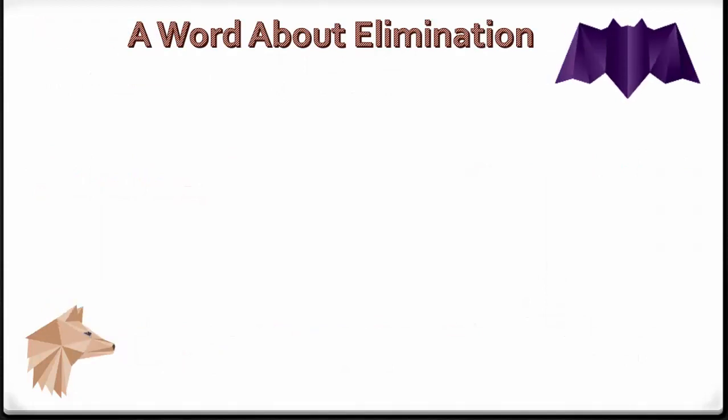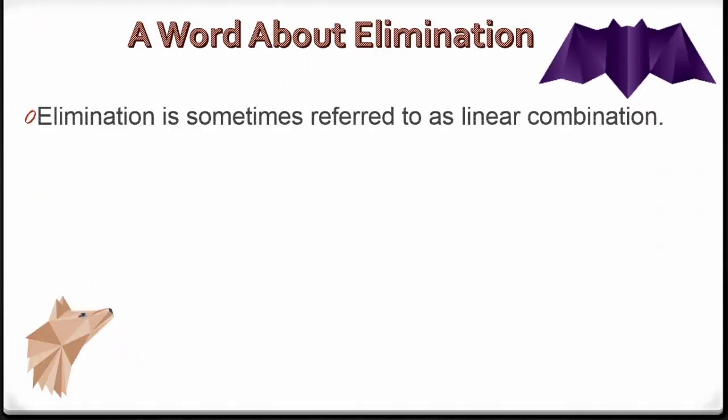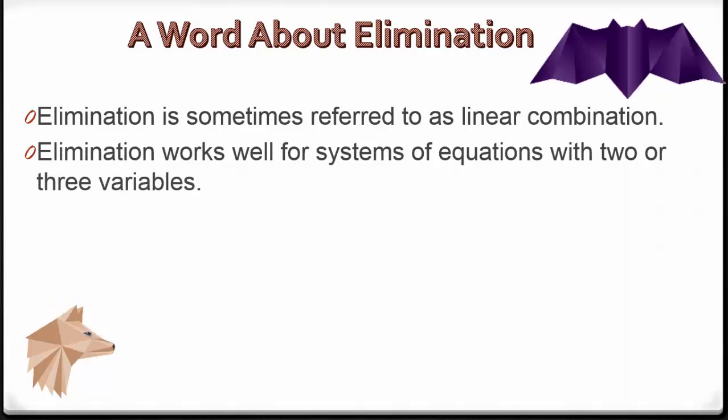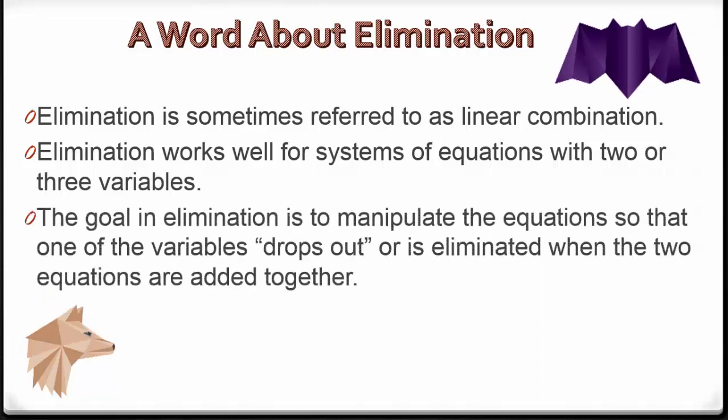A word about elimination. Elimination is sometimes referred to as linear combination. Elimination works well for systems of equations with 2 or 3 variables. The goal of elimination is to manipulate the equation so that one of the variables drops out, or is eliminated, when the two equations are added together.